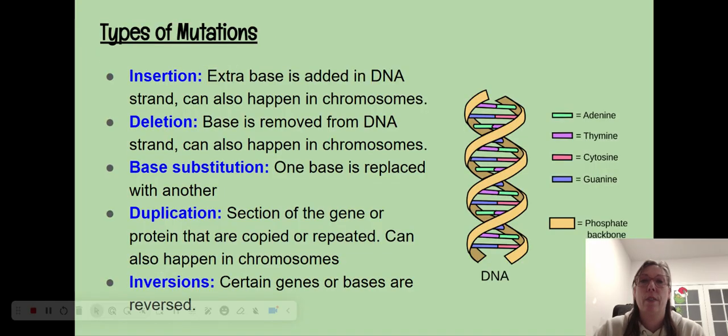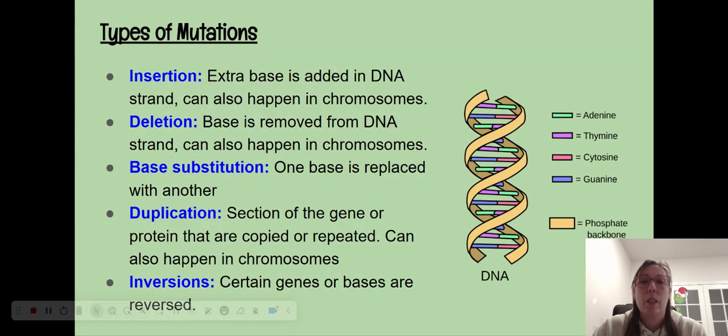All right, so types of mutations. We are going to take a look at 5 different types of mutations. We have insertion mutations, which are when we have an extra base that's added in a DNA strand. We can also have this happen in chromosomes. There can be an extra chromosome or part of a chromosome. That can also happen. We've got deletion, so the base is removed from the DNA strand. We can also have this in chromosomes.